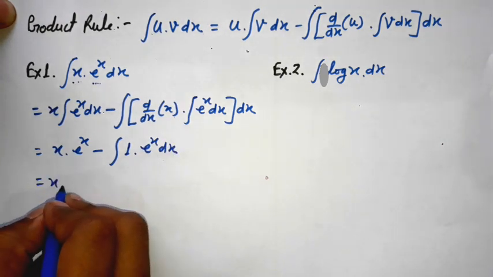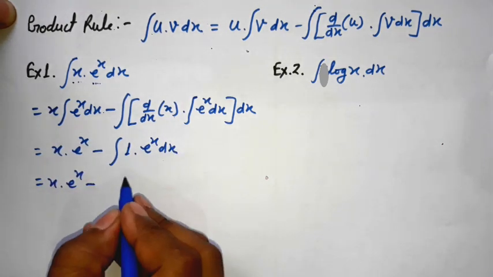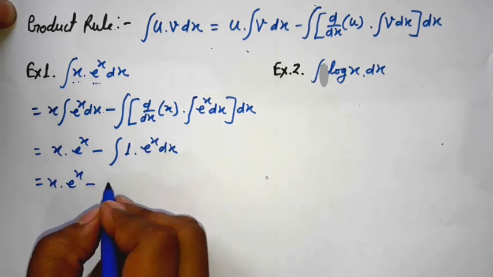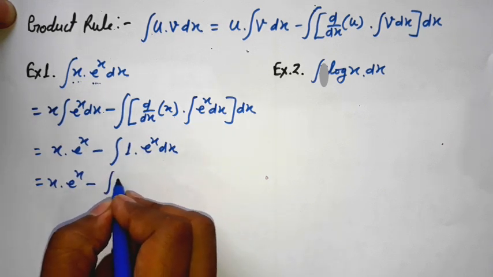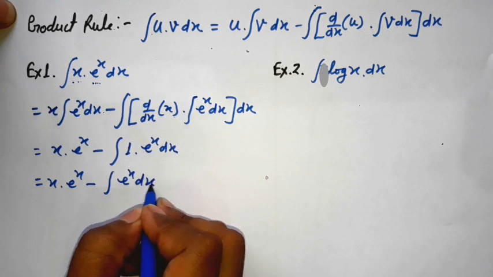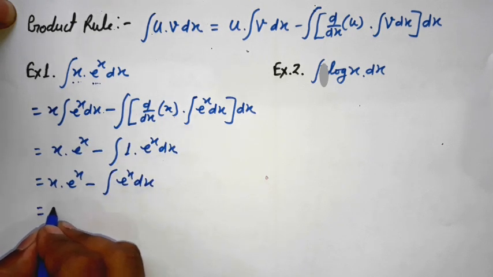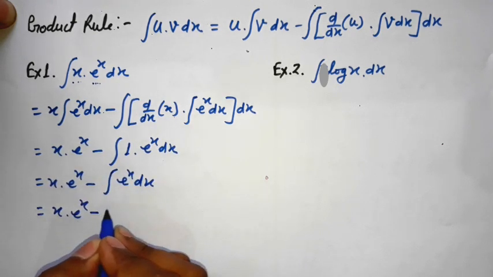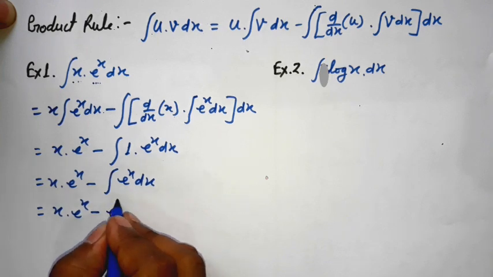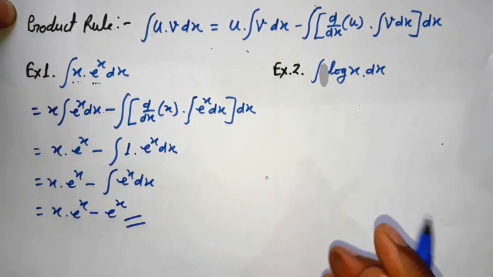Then x into e to the power x minus integration of e to the power x, we can write this in this form. So x into e to the power x minus integration of e to the power x, which is e to the power x. So this is the final answer.